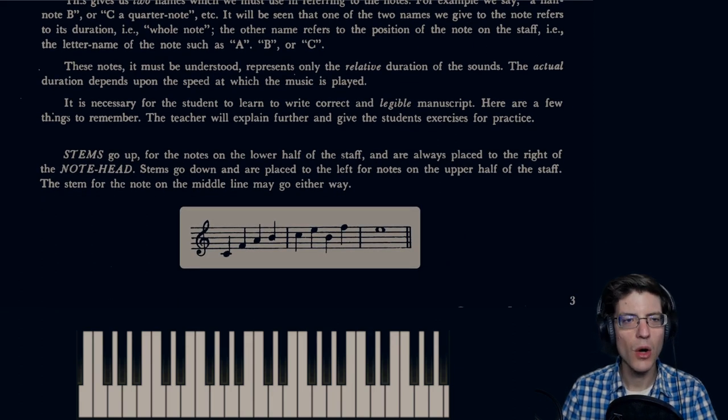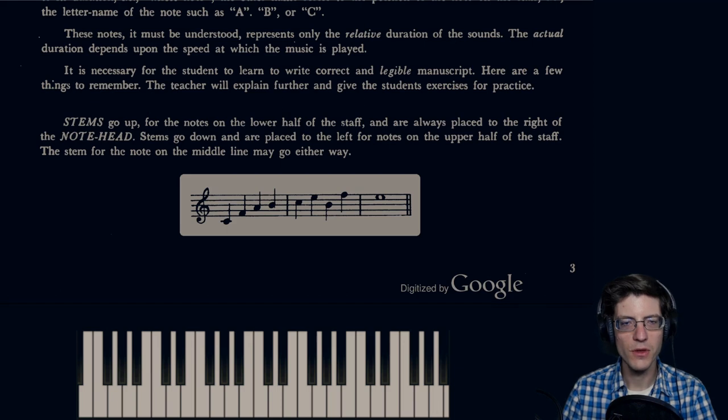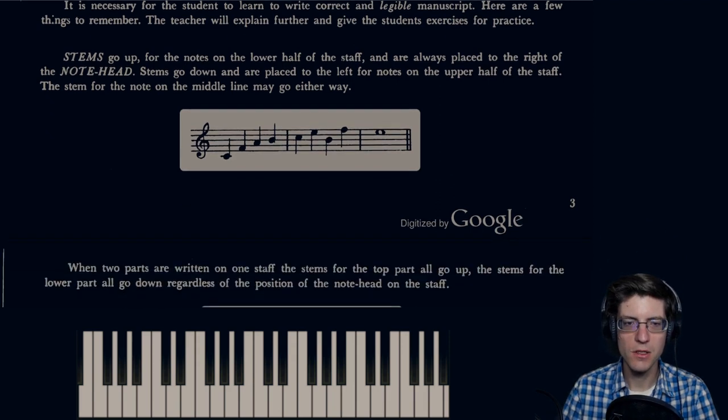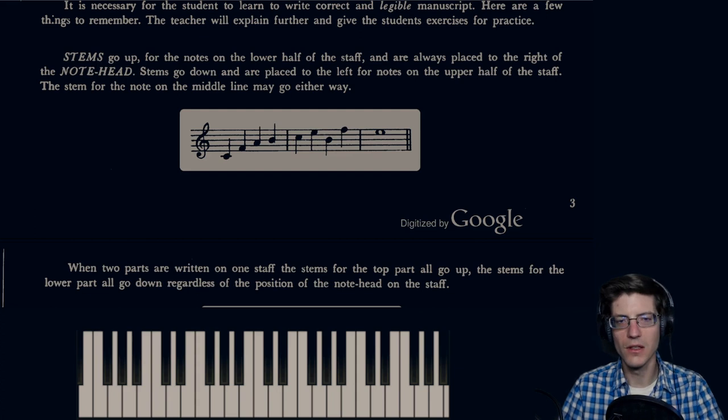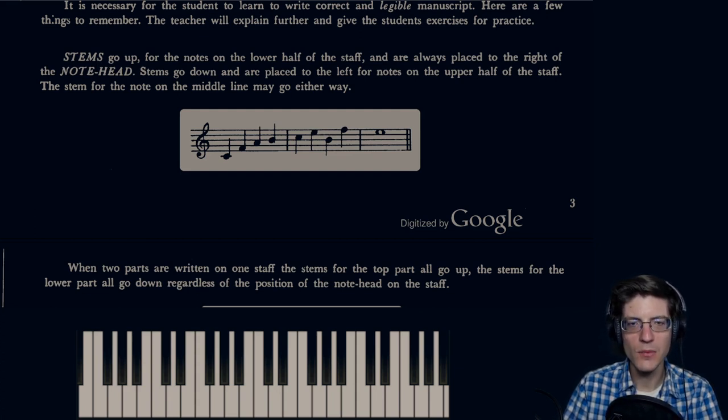Stems go up for the notes on the lower half of the staff and are always placed to the right of the note head. Stems go down and are placed to the left for notes on the upper half of the staff. The stem for the note on the middle may go either way. So the separation point on the treble clef would be B, the B above middle C. That is the point at which it could go either up or down, depending on the context and the flow of the line. A lot of different factors there. But you see, anything below the line has stems up and to the right of the note.